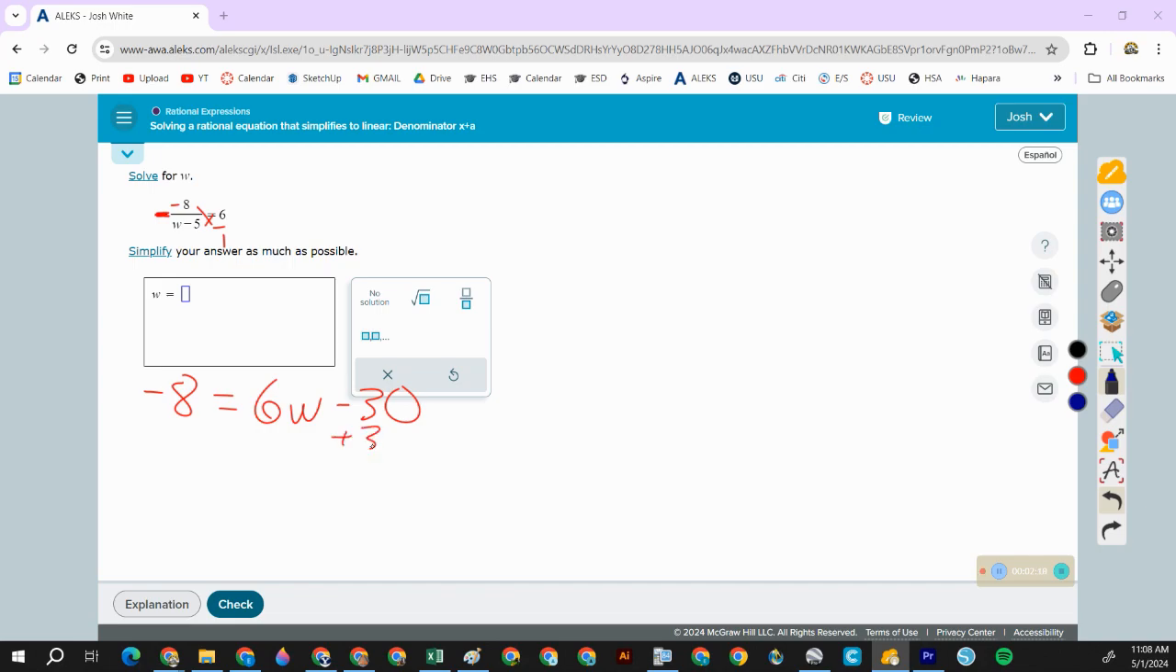And then we add 30, and we get 22 is equal to 6w. Divide by 6. w is 11 thirds. Is 11 thirds acceptable? Yes. What is the domain restriction on this equation? 5. w cannot be 5.